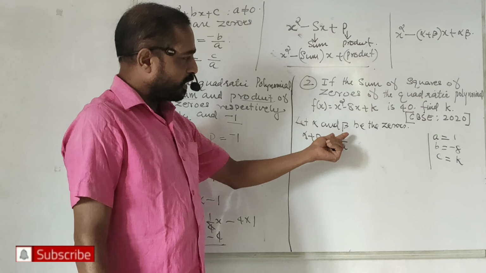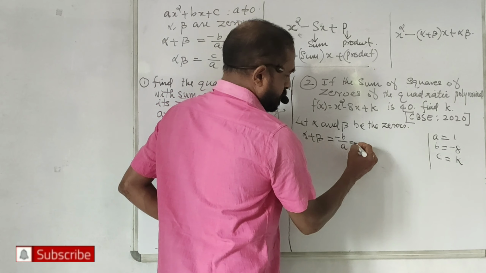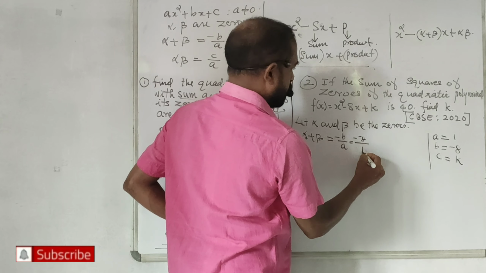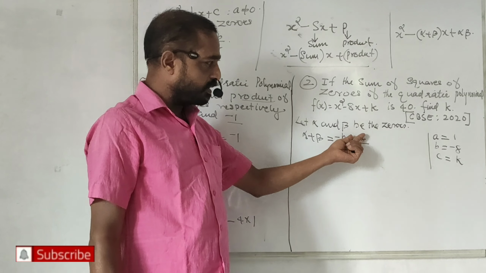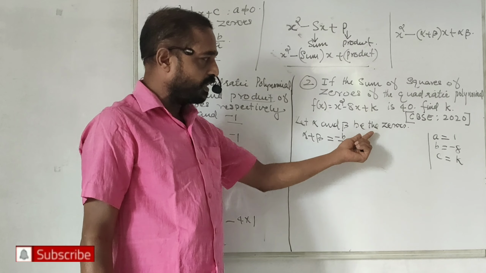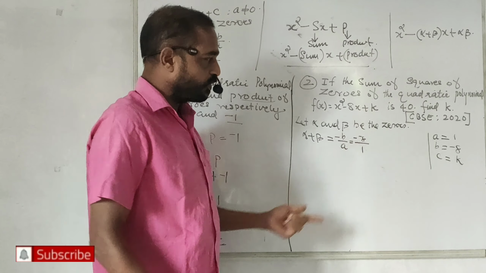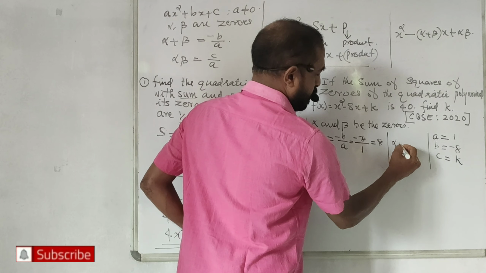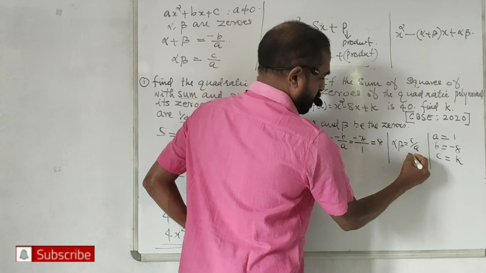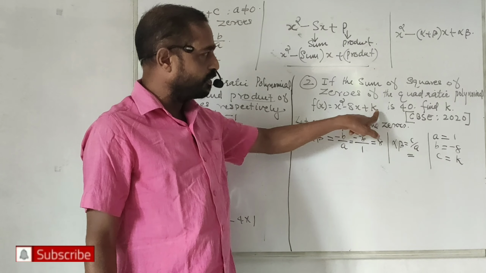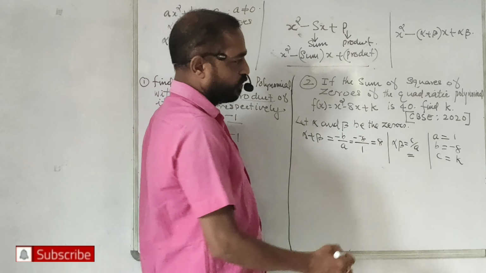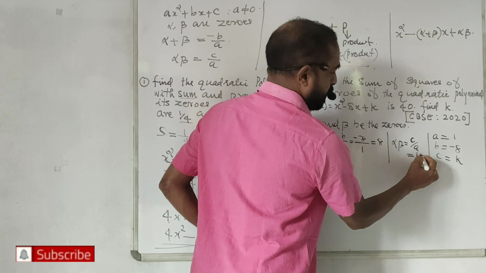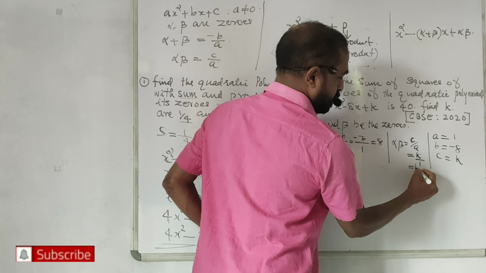So what will be alpha plus beta? It is minus b by a. That is minus, what is b? Minus 8, by a is 1. So minus minus 8, same sign, becomes positive. So minus minus 8 is plus 8. 8 by 1 is 8. So alpha plus beta is equal to 8. And what is alpha into beta? Equal to c by a. And c is equal to k, a is equal to 1, so alpha into beta is k by 1, that is equal to k.